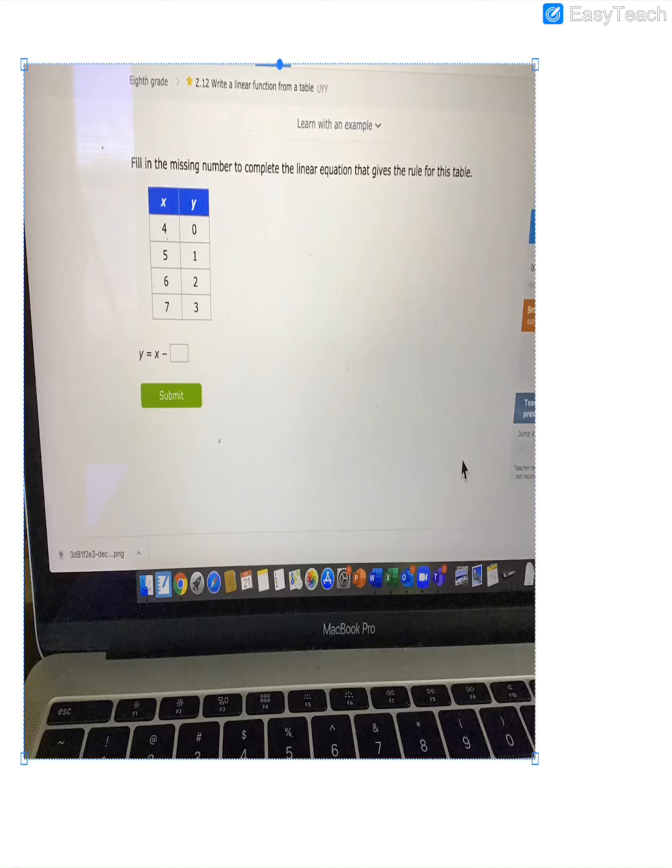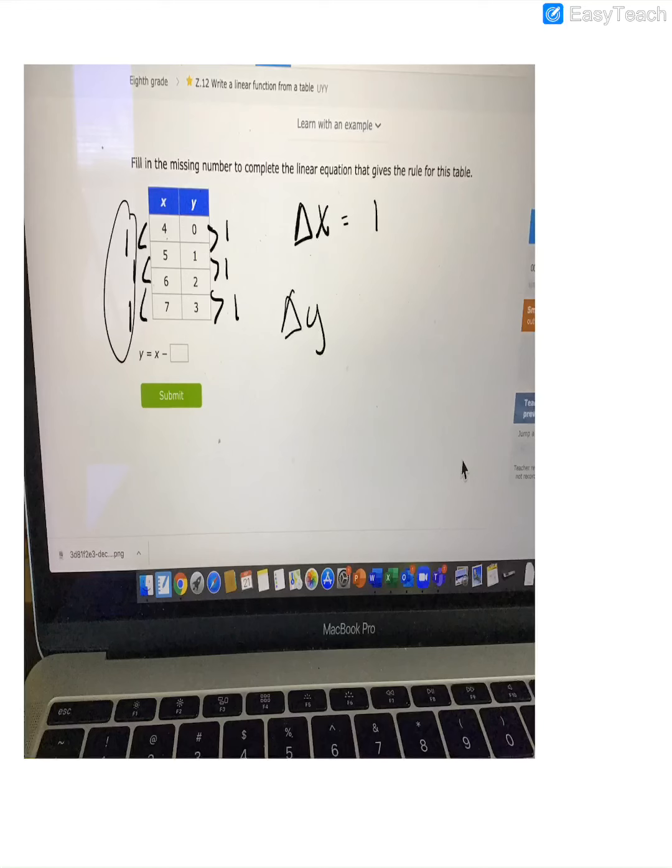All right, we are looking at IXL Z12, and we are going to fill in the equation here. So you can see that we are going up by 1 each time on the x's. We're going up by 1 each time on the y's. So our change in x is 1. Our change in y is also 1. And we know that our slope is our change in y over change in x, which would be 1 over 1. So 1 is our rate of change or our slope here.